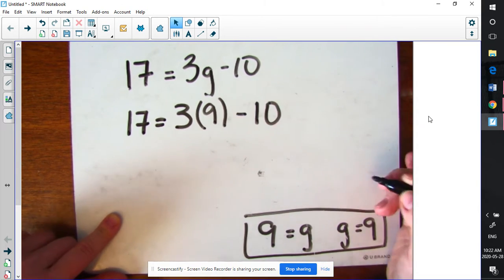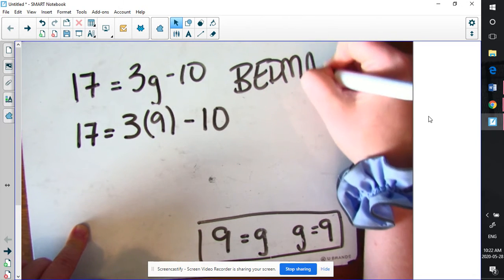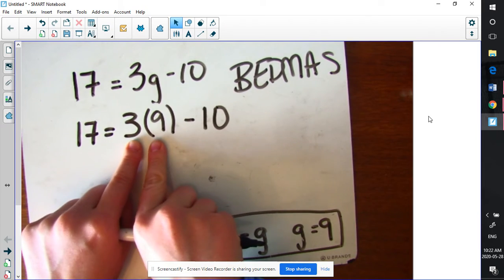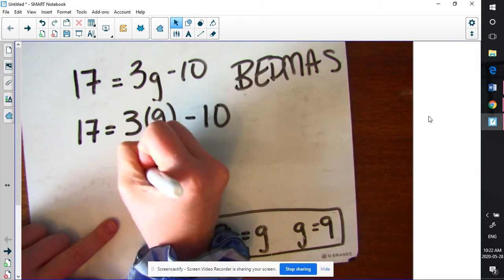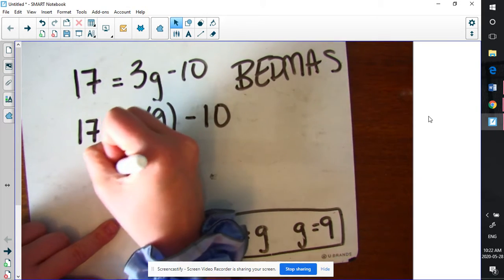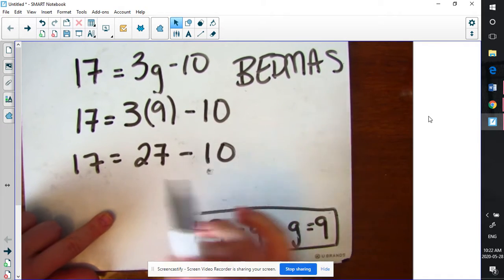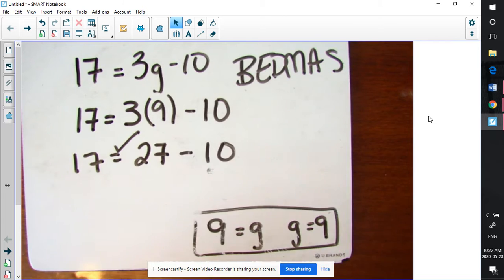Subtract 10. Now, let's recall BEDMAS. Following BEDMAS, we have to start here. 3 times 9. 3 times 9 is 27. And then we rewrite everything else around it. 27 minus 10 is 17, so our answer is correct.